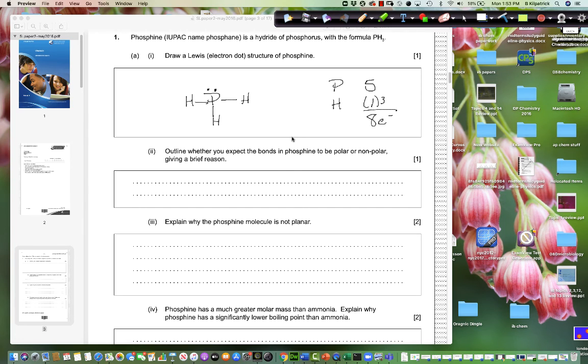Okay, so the next question. You would have gotten a mark for this, and they would have also accepted if you just drew a line. It's just not very proper, so just draw out your individual electrons.